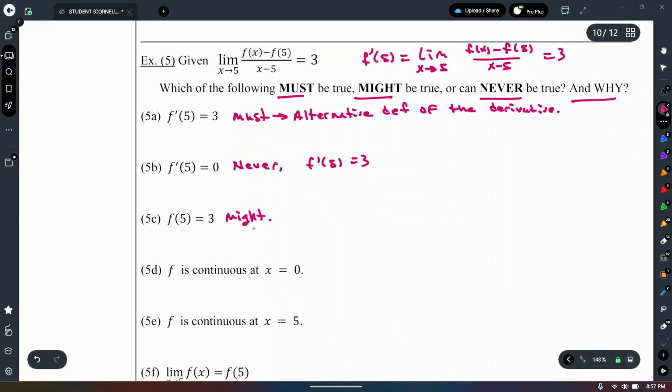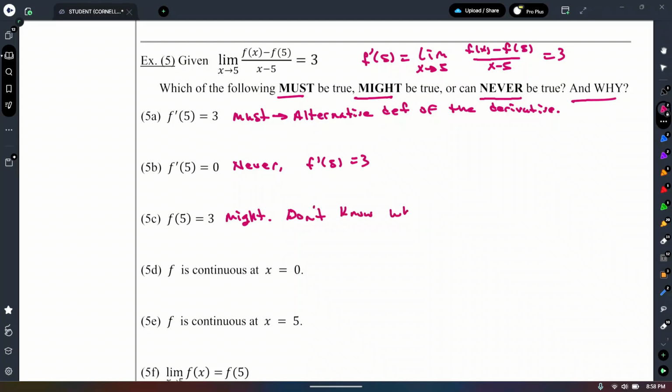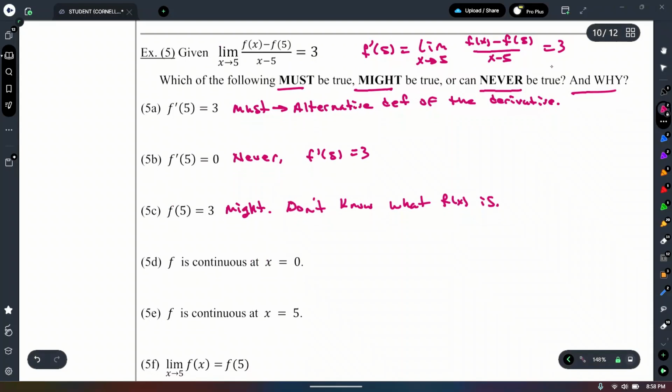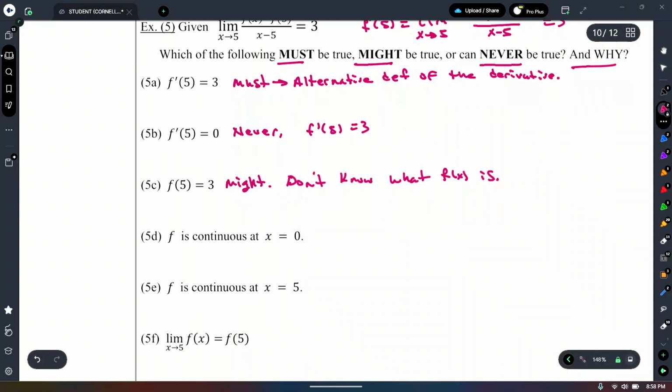We know that the function has to be continuous. We don't know what the function value at 5 is, because remember, what they give us is the rate of change at 5. We don't know what f of 5, the function value, is, so we don't know what f of x is. We don't know what this function is. All we know is what the derivative is equal to. And then they say that for our next thing, f is continuous at x equals 0.